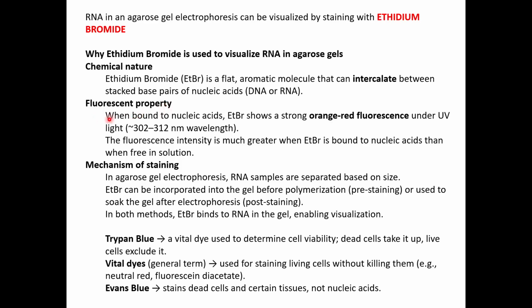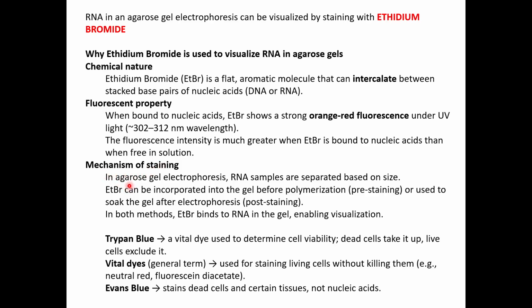So the fluorescent property: when bound to nucleic acids, ETBR shows a strong orange-red fluorescence under UV light, that is around 300 to 312 nanometer wavelength. The fluorescence intensity is much greater when ETBR is bound to nucleic acids rather than when free in solution. So when it intercalates, obviously it will have a much better signal than when it's freely floating in the buffer. When it intercalates in the DNA, it will stack along and give you much better fluorescence.